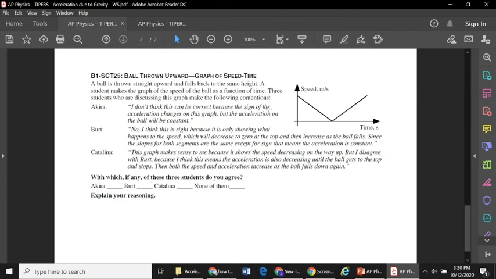And so I want you to go through the three of their arguments. Pick which, if any of them, you agree with, and if you agree with none of them, then you select none of them, and then you explain the resolution to the argument that these three students are having. Take a couple minutes to pause this video here and work this one out, and when you're finished, hit play. We'll go over it.